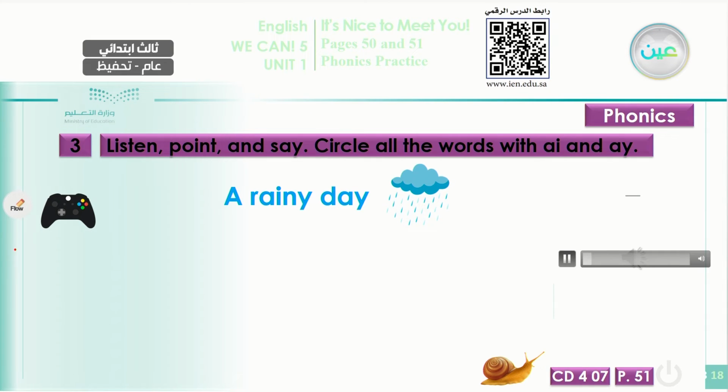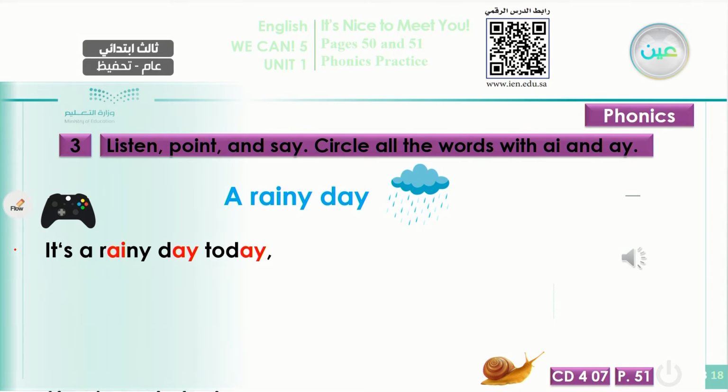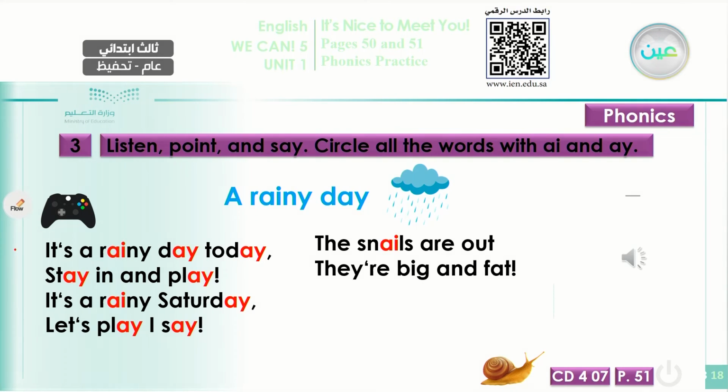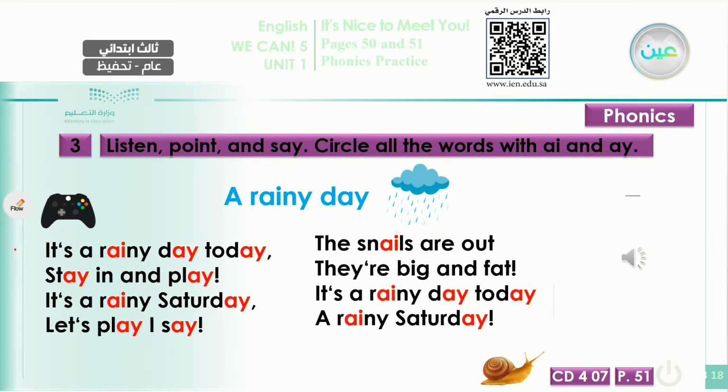Exercise 3. Listen, point, and say. Circle all the words with AI and AY. It's a rainy day today. Stay in and play. It's a rainy Saturday. Let's play, I say. The snails are out. They're big and fat. It's a rainy day today, a rainy Saturday, so fresh, so cool. So fresh, so cool, inshallah, all the time.